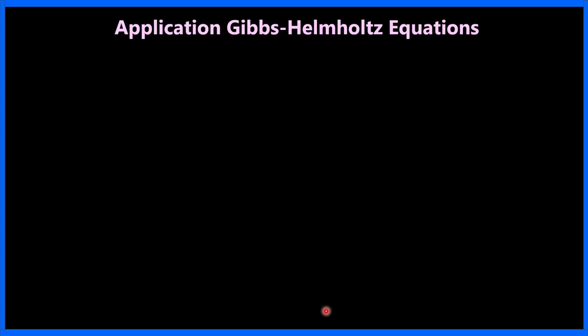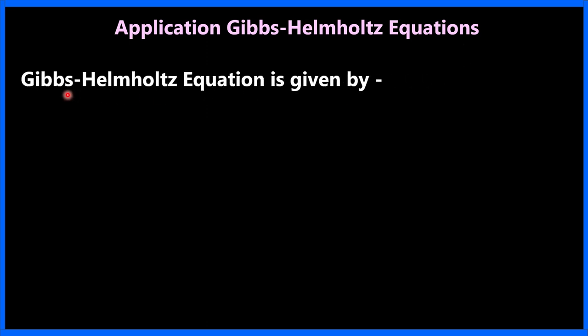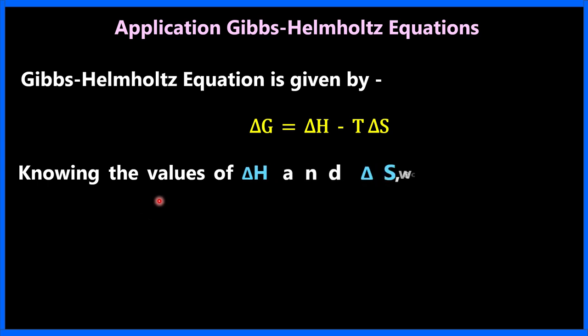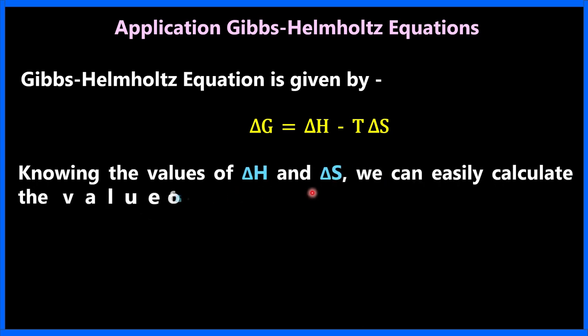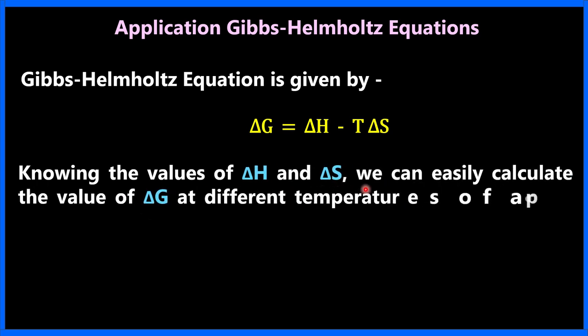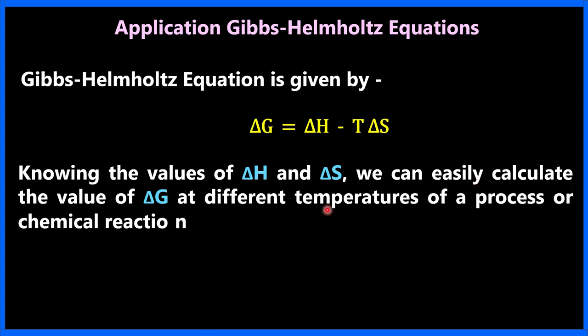Now, application of Gibbs Helmholtz equation. Gibbs Helmholtz equation is given by delta G is equal to delta H minus T into delta S. Applying this and knowing the values of delta H and delta S at different temperatures, we can easily calculate the value of delta G at different temperatures of a process or chemical reaction.